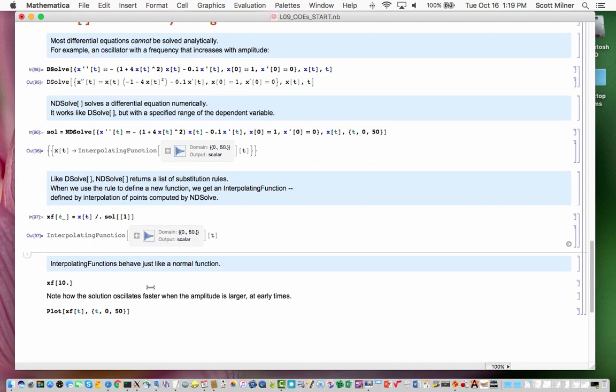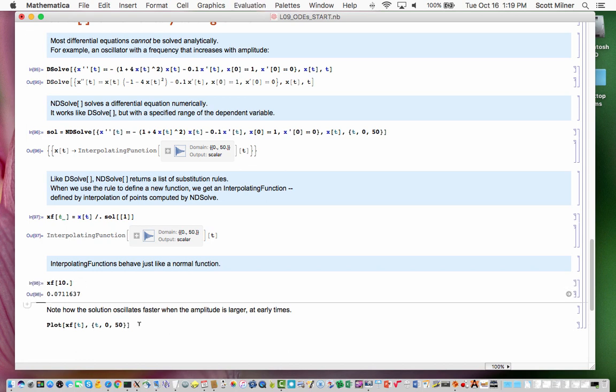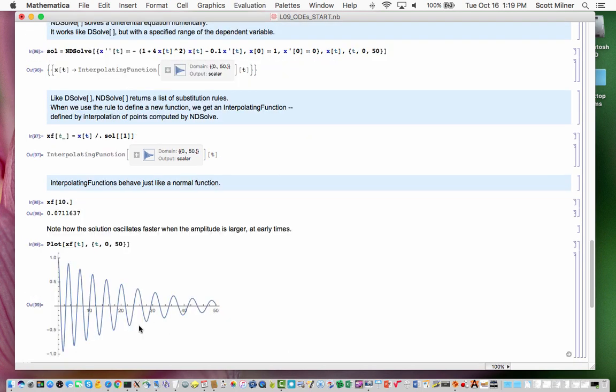And that function, although it's an interpolating function, for our purposes behaves just like a normal function. We can evaluate it at some particular point, and we can plot it. And in the plot you can see what the effect of the nonlinearity was. The oscillation is faster over here where the amplitude is big than it is later when the amplitude has decayed to smaller values.